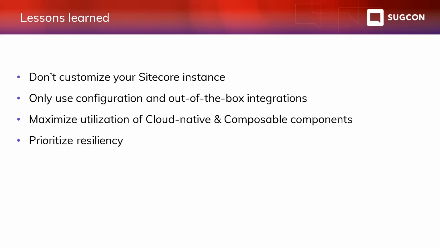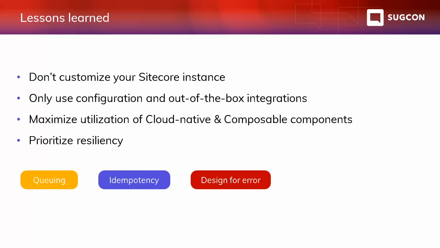Maximize the utilization of your cloud-native and composable components when you design an architecture, and prioritize resiliency. And by that I mean allow for queuing, be sure that all of your components are idempotent in handling data, design for error, and last but not least, make your items, your components, cross-version compatible with all of the other components in your landscape.